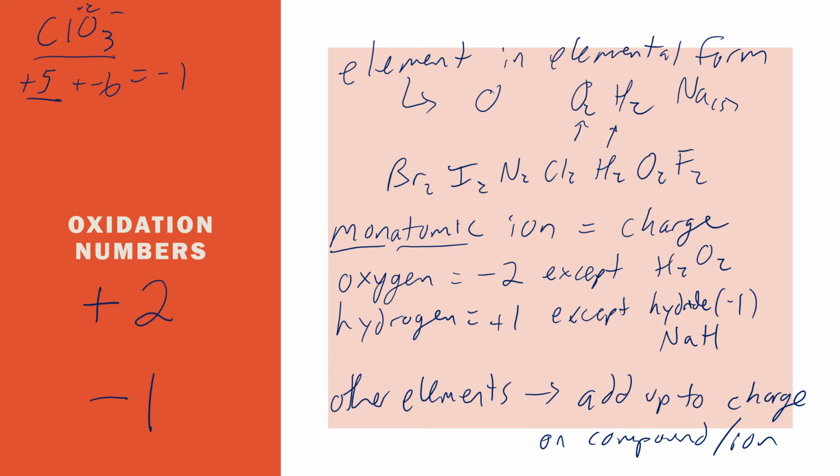Another one would be if I have just SO2. Oxygen is -2 in a compound, and since there are 2 of them, it's -4. There's no charge on this molecule, so your oxidation numbers need to add up to 0. So something plus -4 will give you 0, so the sulfur must be +4.